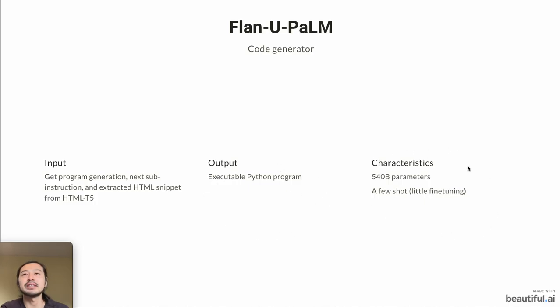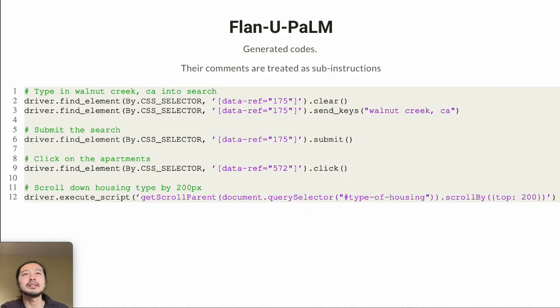So the model size is about 540 billion parameters, which is still considerably big. So they don't get to fine-tune it that well. They use a few-shot mechanism. So this is an example of Python code that gets generated. They use this comment section, like typing Walnut Creek into search. They treat this comment as a sub-instruction, and these codes are getting generated.